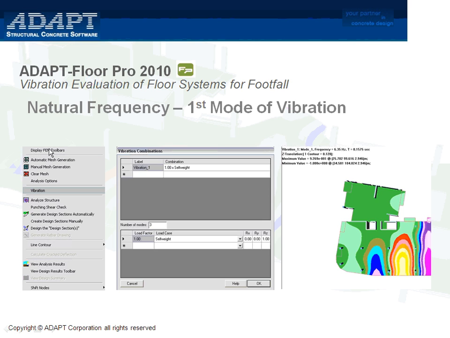Once the model is created, we'll go to the FEM Design tab and we'll select Vibration, which will open the Vibration Combinations box. We'll use one load combination, which is vibration 1 times the self-weight, and it has a dynamic participation factor of 1 in the global z direction. And finally, the results will show us the frequency at 6.35 Hz. We'll proceed in Adapt Floor Pro 2010.